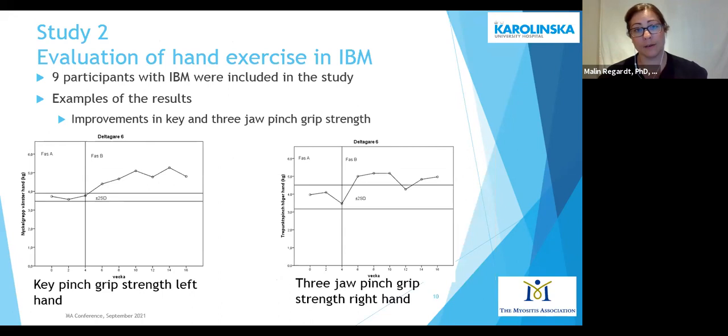So 9 participants agreed to participate in this study. These are examples of results that we had. I guess you see my arrow here. There are 2 parallel lines, which indicate 2 standard deviations based on the baseline measures. If 2 consecutive measure points exceed or decrease outside these 2 lines, you have a true change. In the first one, you had a true change for the key pinch grip for the left hand. Of course, I do the left hand. And the 3-jaw pinch on this other picture has 3 consecutive measure points.